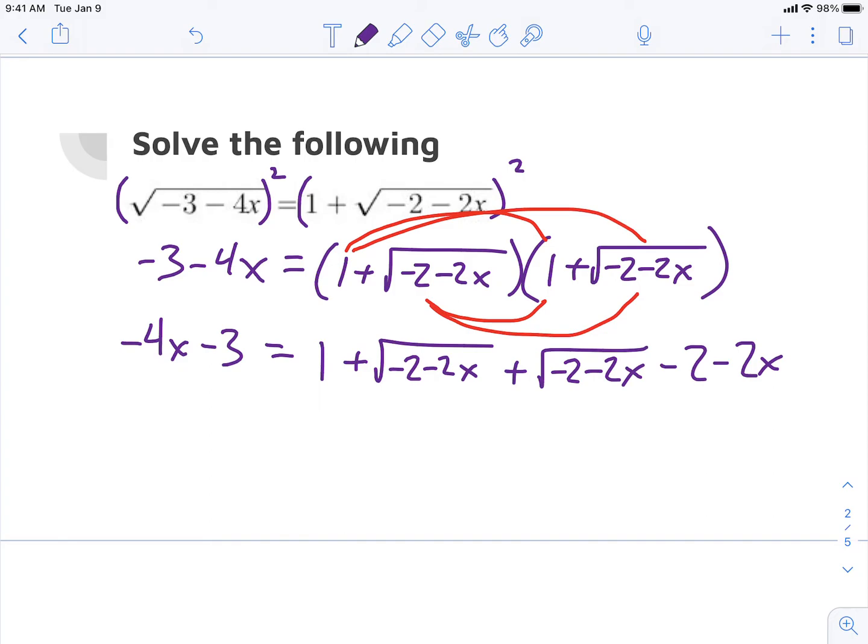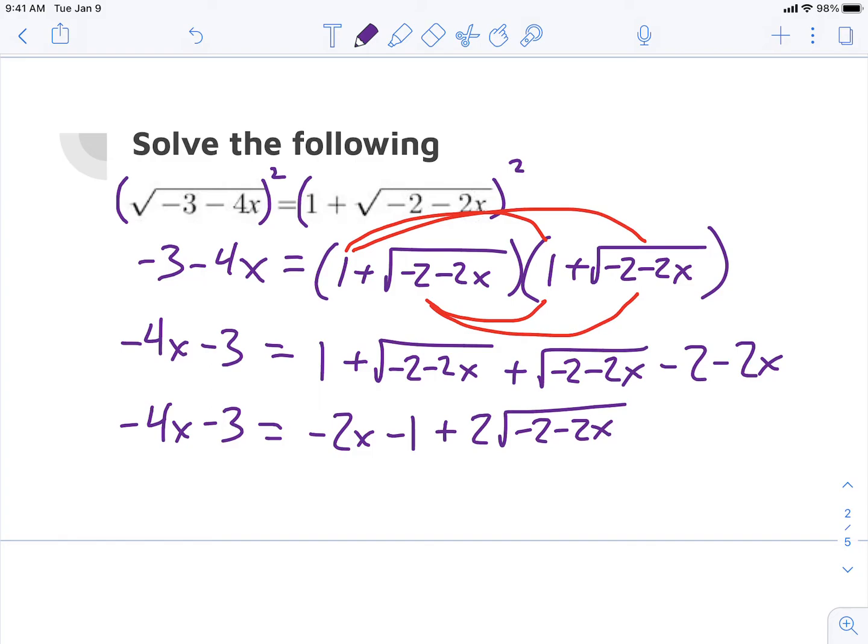Now I'm going to clean up the right-hand side. Oops, I should write this correctly. So we've got, I'll move that -2x in front. The 1 minus 2 ends up being a -1, and then there are 2 square roots, so plus 2 roots of -2 minus 2x.